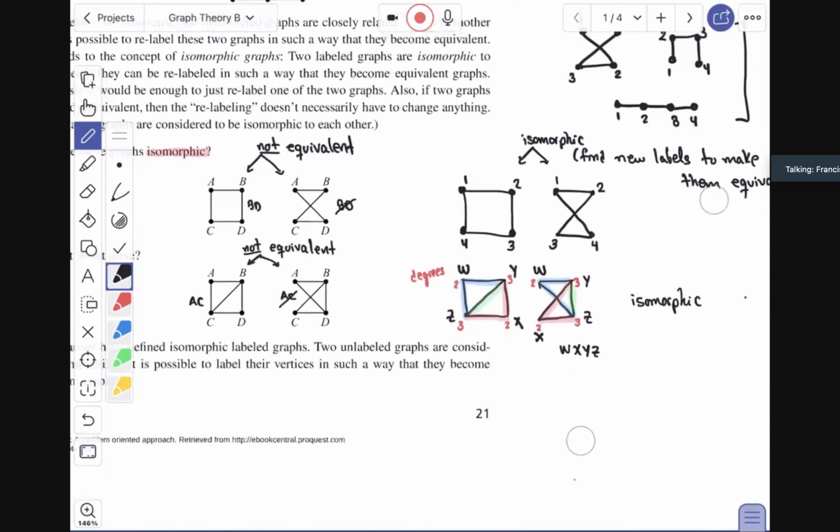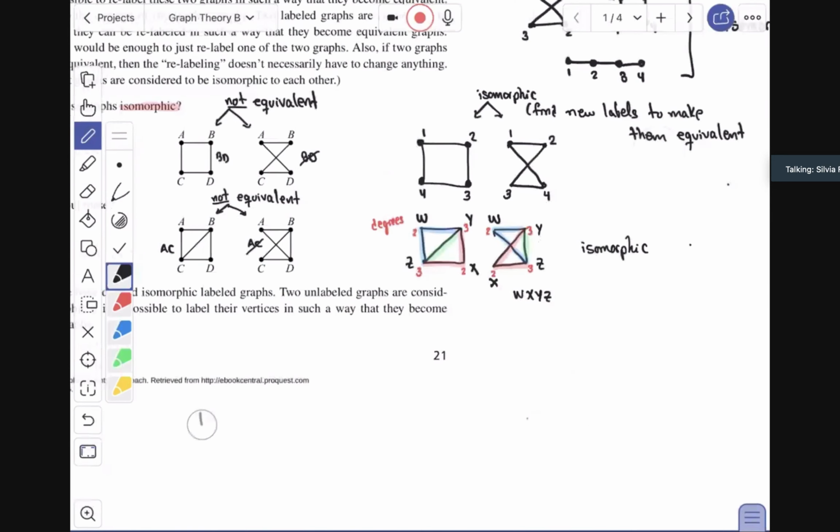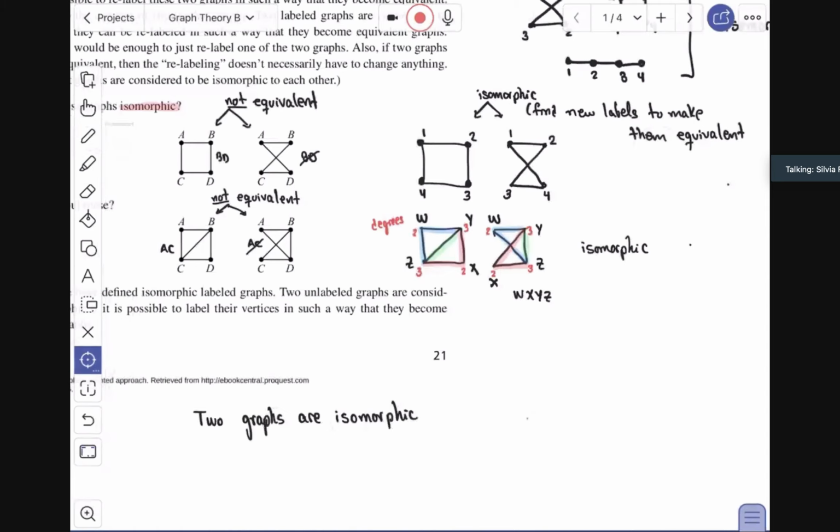Are we allowed to change it, or are you showing an example? We're allowed to change the labels to prove that they're isomorphic. We're not allowed to change the labels if they were already given. If the graphs come with labels, then we use the word equivalent, and we're not supposed to change the labels. We're supposed to go with those labels. To prove that they're equivalent or that they aren't, we use the labels that were given to us.